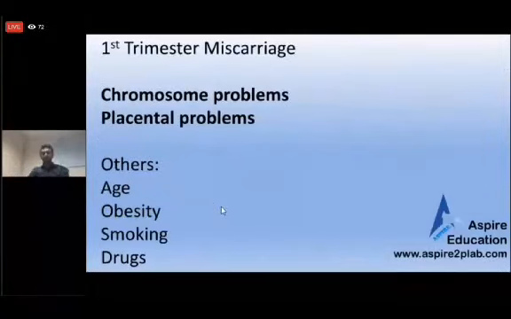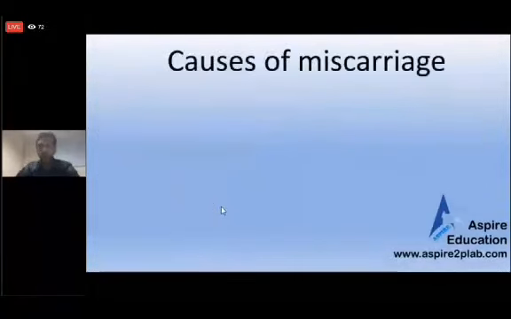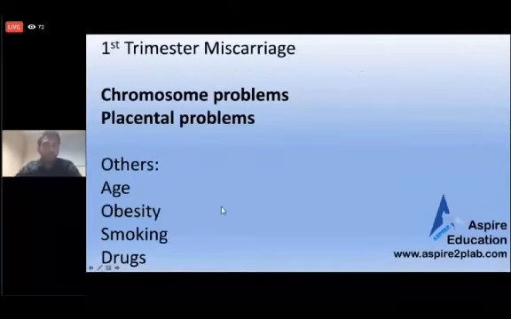What are the causes of miscarriage you can think of? So it can be first trimester. So there can be any chromosomal abnormalities. So there can be any placental problems. And age, elderly primary, obesity, smoking, drugs. So all these things can lead to first trimester miscarriage.